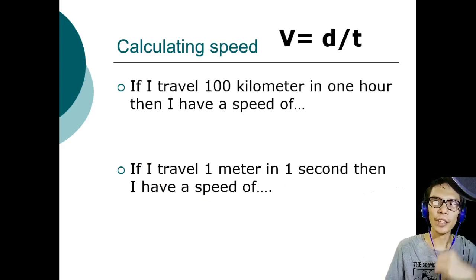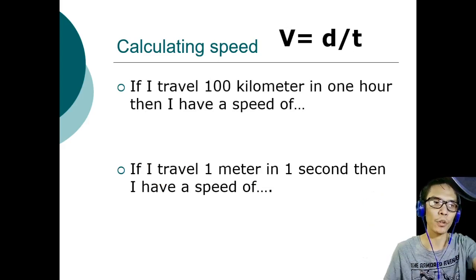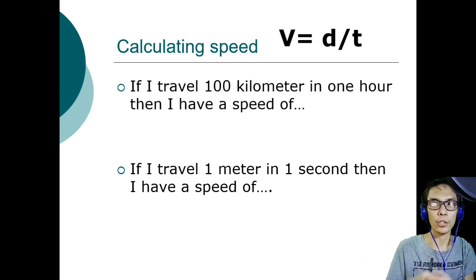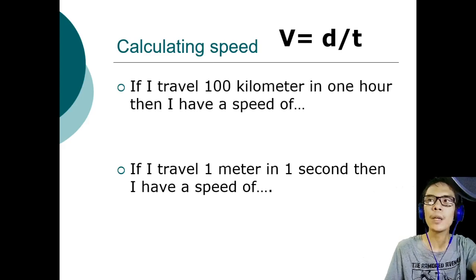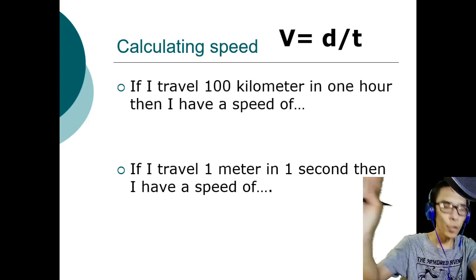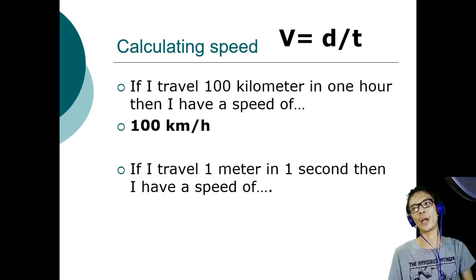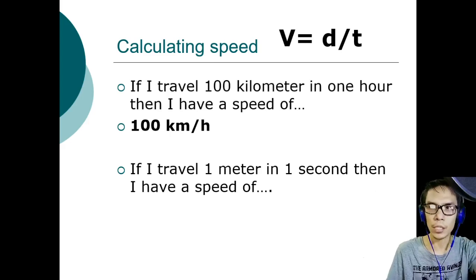Now, if I travel 100 km in 1 hour, then what speed do I have? We use velocity equals distance over time. In this case, you don't need to change the units. It will fall on the same unit of velocity that we discussed earlier. So it is 100 kilometers per hour. Only if the question is asking you to convert into meters per second will you change the unit.